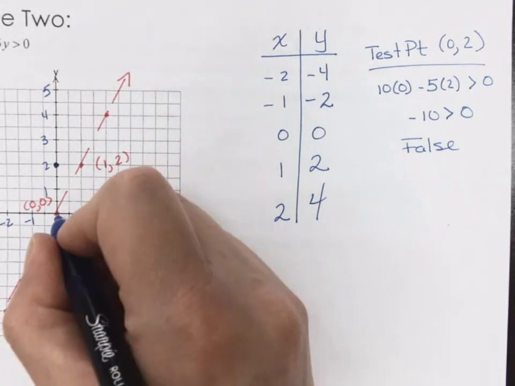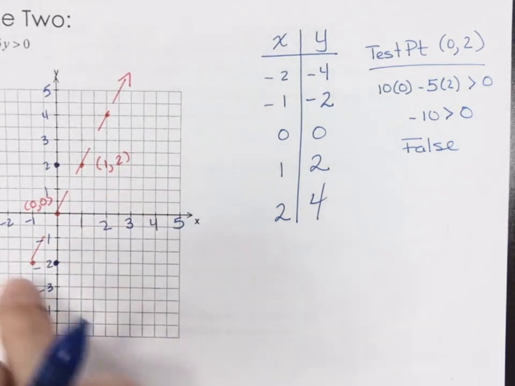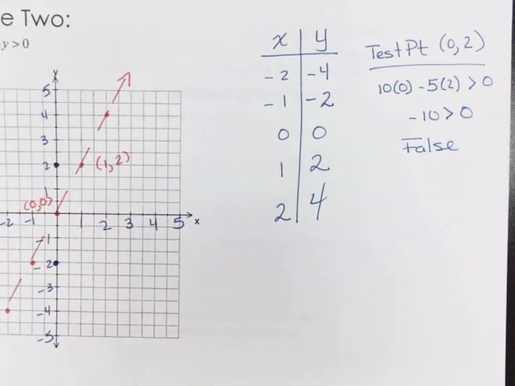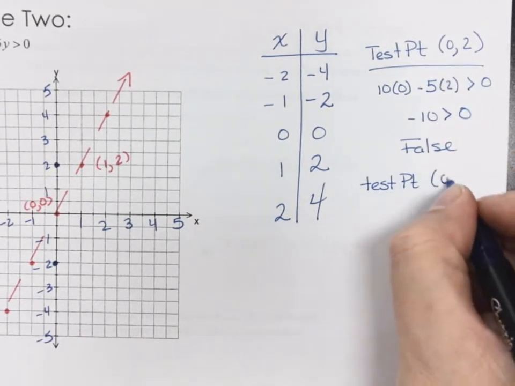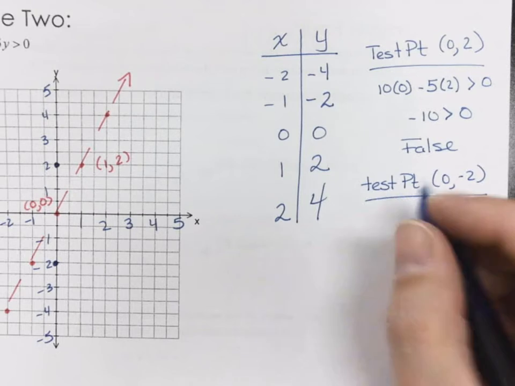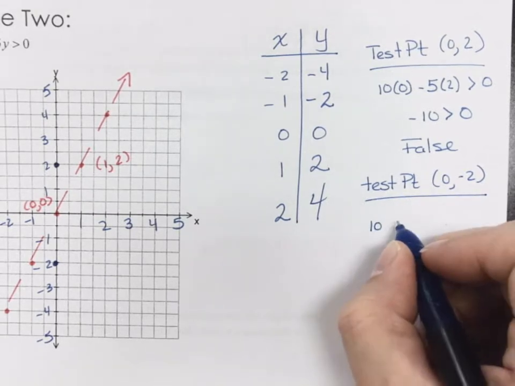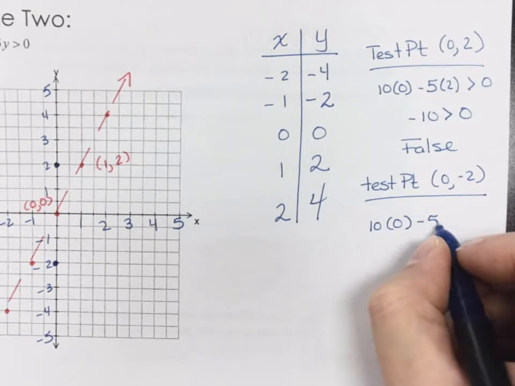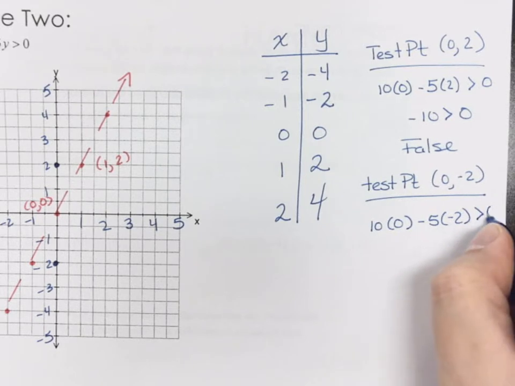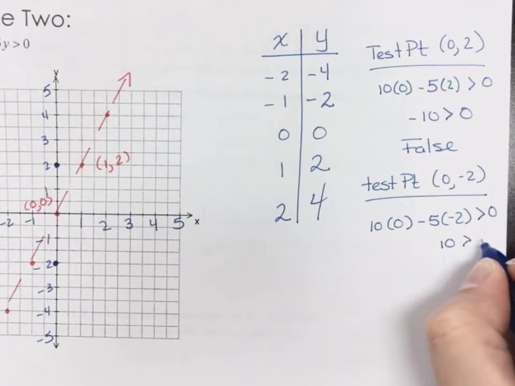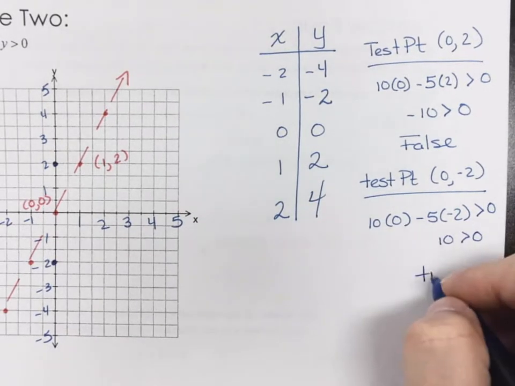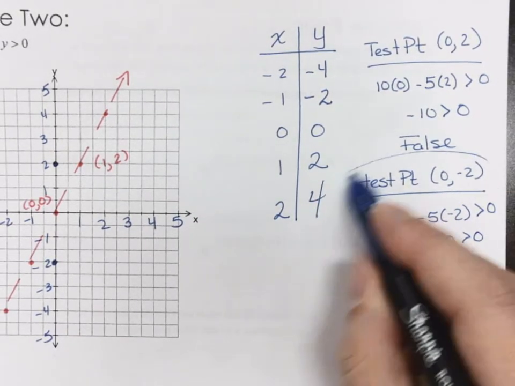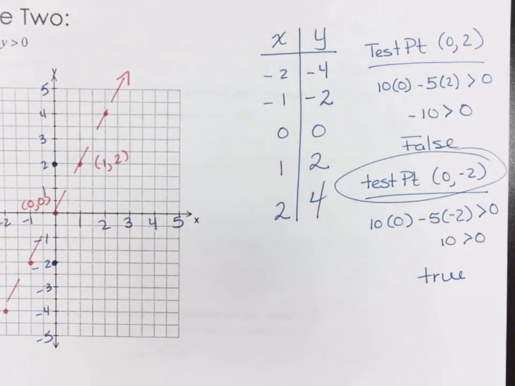I like 0 and -2. We're reflecting it, but it's on the opposite side of the line, right? Doesn't matter which point you pick, but it just has to be on the right-hand side of the line. So test point is 0, -2, and we have 10 times 0 minus 5 times -2 is greater than 0. So positive 10 is greater than 0. Is that a true statement? Yeah. So that one is true.